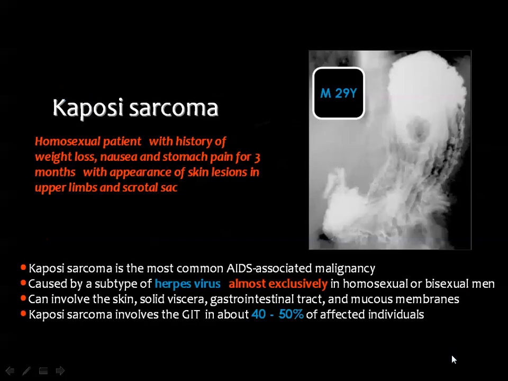Then finally, Kaposi sarcoma is one of the lesions that affects the stomach, and it is most commonly seen in HIV positive patients. It is caused by a subtype of herpes virus, almost exclusively seen in homosexual and bisexual men. And this lesion affects the gastrointestinal tract in about 40 to 50%. It can also affect the skin, the solid viscera, and the mucous membranes.